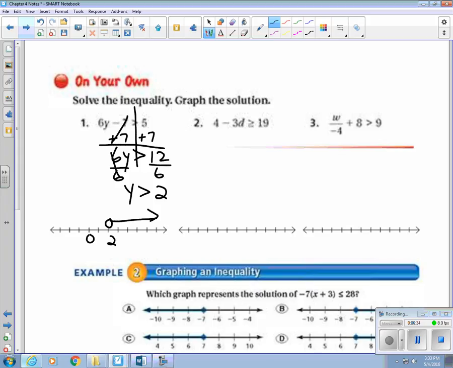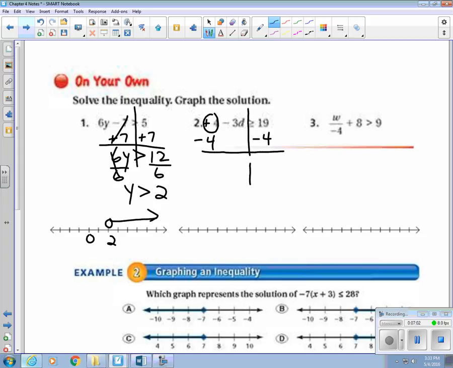Number 2, 4 minus 3d is greater than or equal to 19. All right, this one's a little trickier. I have 4 and I have this negative 3 or minus 3 that's being multiplied by d. The 4 is less connected, so I have to get rid of it. But this 4 right here doesn't have a sign in front of it. So that means it's a positive. So to get rid of a positive 4, I have to subtract 4 on both sides. So I'm going to do that. I'm going to subtract 4 on both sides.